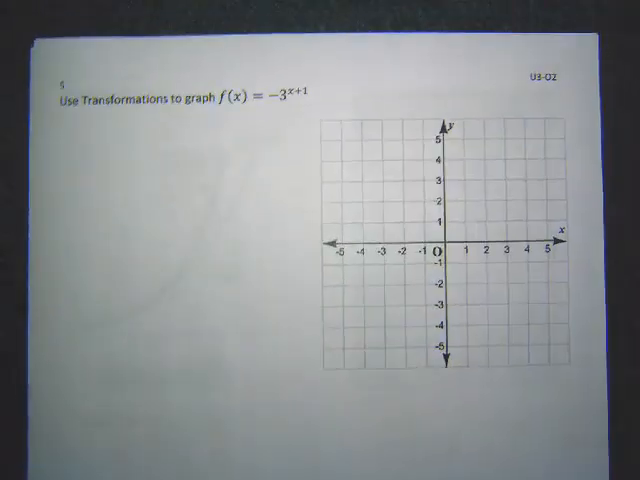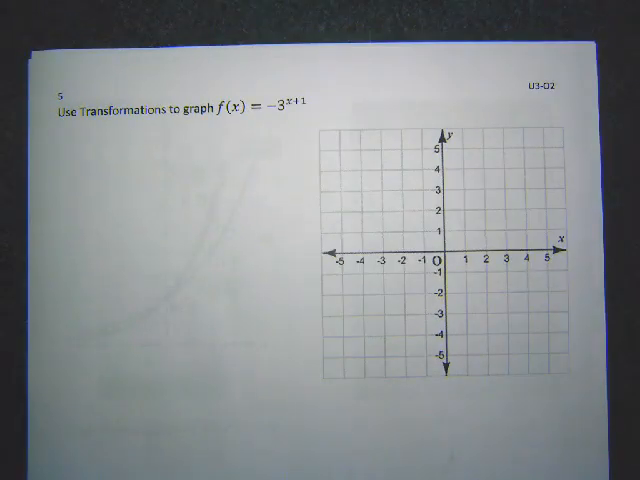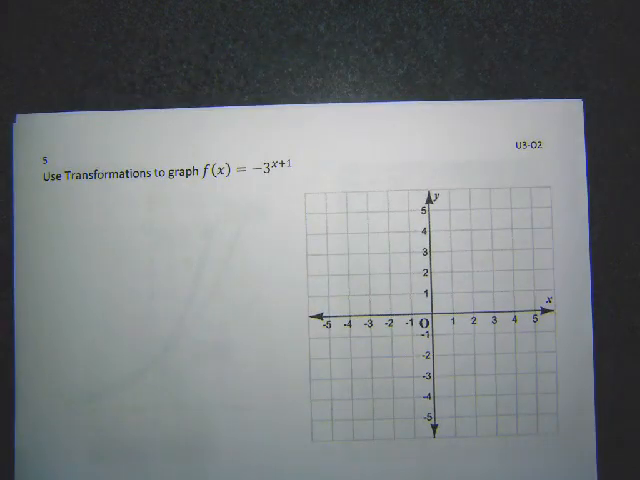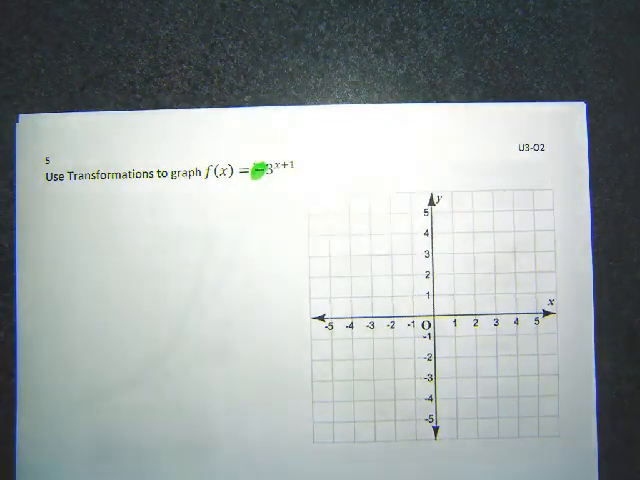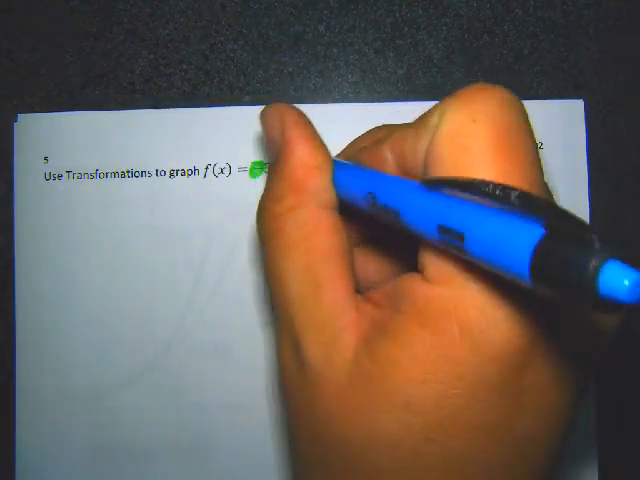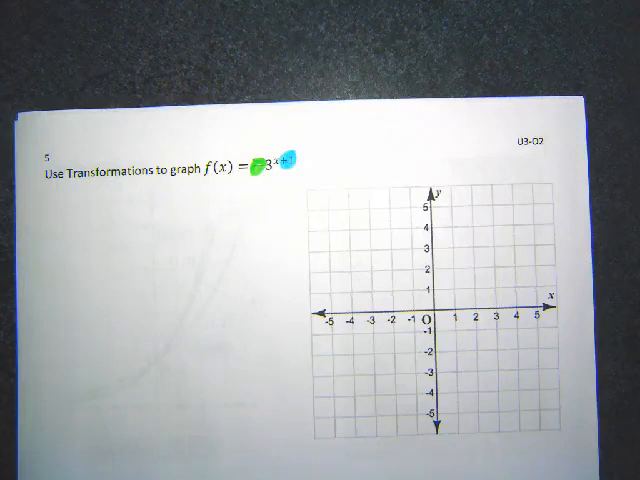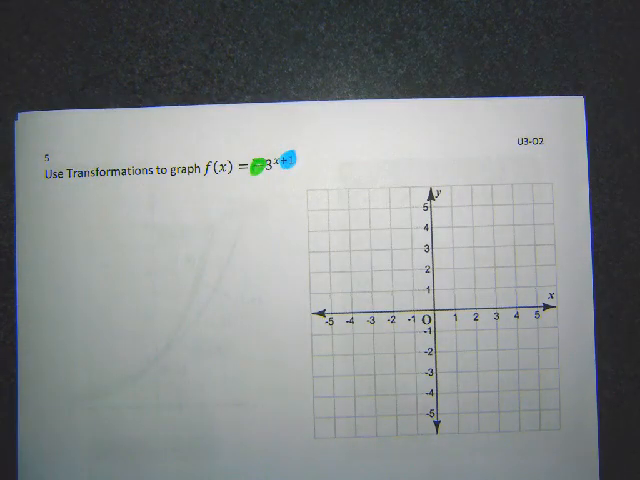Let's do one more. This is the same original 3 to the x, right? So you can see how there's 3 to the x in there. But again, this has a couple transformations going on. It has the minus on the outside, and it's got the +1 on the inside. So I want you to be able to look at those and think, okay, what do they do?